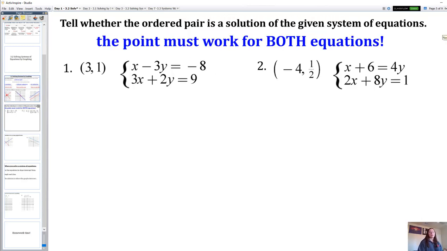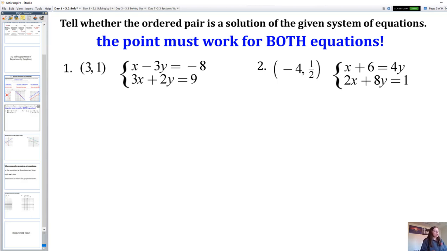In these examples, I'm going to give you a point and two equations, and we need to check and see if that point is a solution to these two equations. In order to do that, we're going to substitute each value of that point into each equation and make sure that the equation stays true. So in number one, our point is 3, 1.